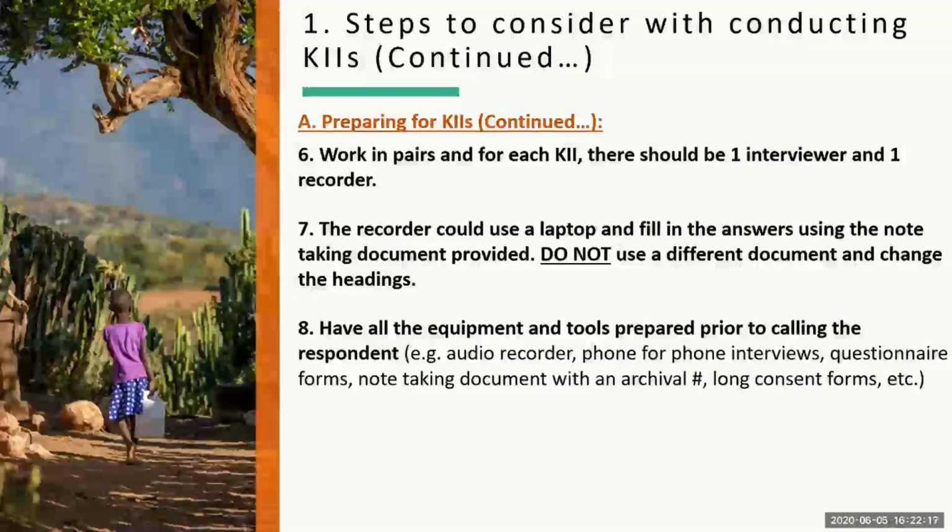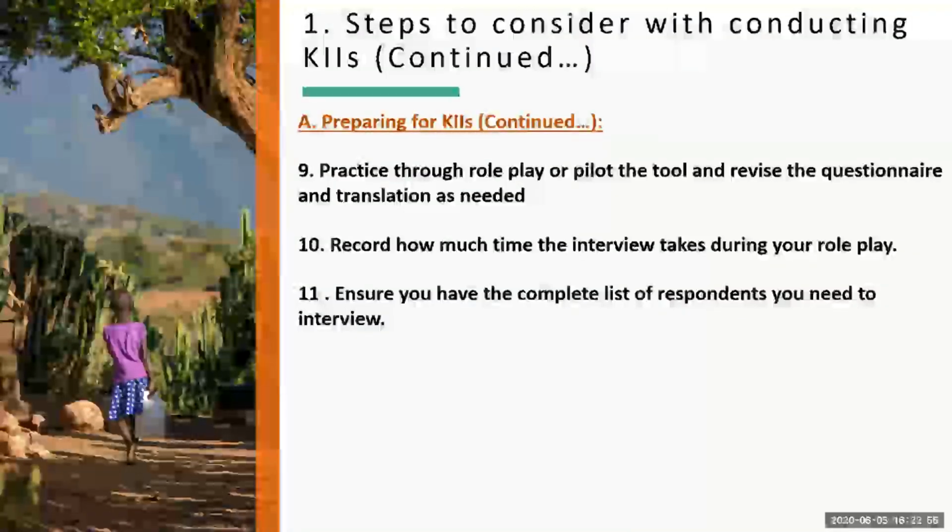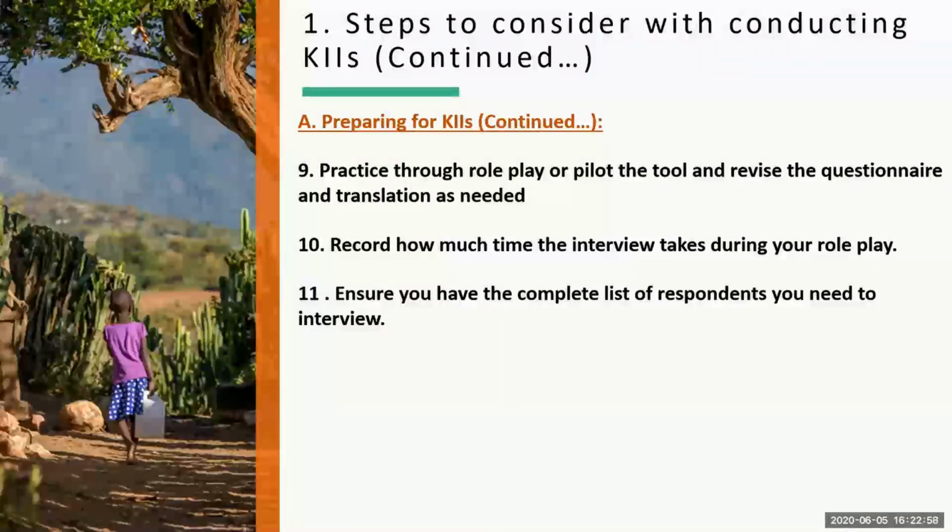Also have all the equipment and tools prepared prior to calling the respondent, such as an audio recorder, a phone for phone interviews, the questionnaire tools, the note-taking document with an archival number, and the long consent form. I would highly recommend to save the note-taking documents for each respondent with the archival number ahead of time. And if you already have certain background information, you can fill that in the note-taking document ahead of time to save time, especially if you're doing these interviews over the phone.